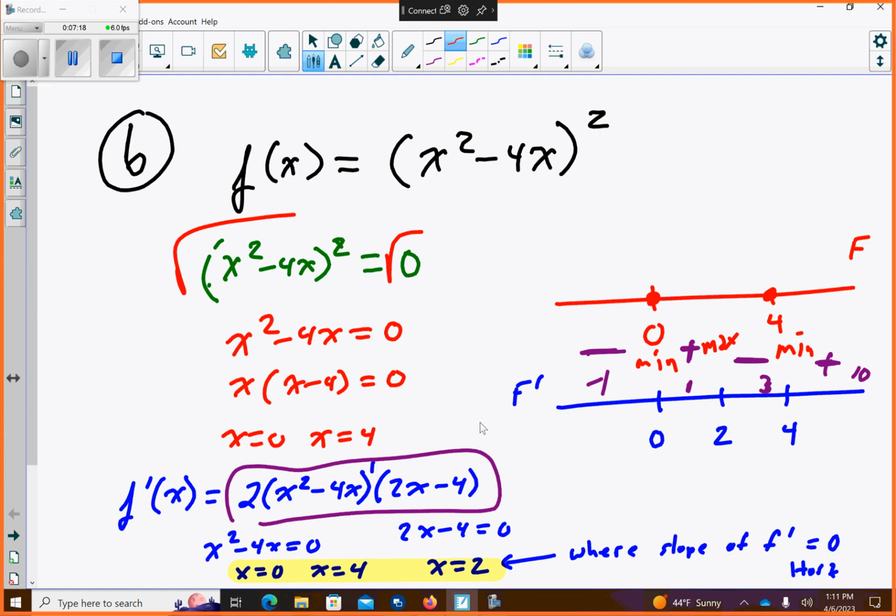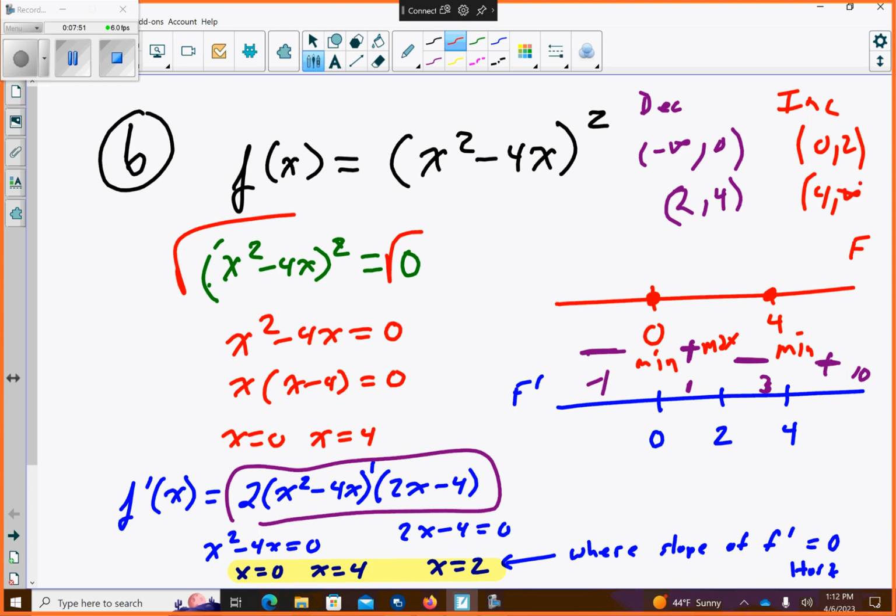So intervals where it's increasing and decreasing. So let's say it's decreasing first from negative infinity to 0, and from 2 to 4. That's where it's decreasing. It's increasing from 0 to 2. And it's also increasing from 4 to infinity. Okay, and again, you can get all this information from Desmos. There's no reason why Desmos couldn't be helpful for you to label these things.